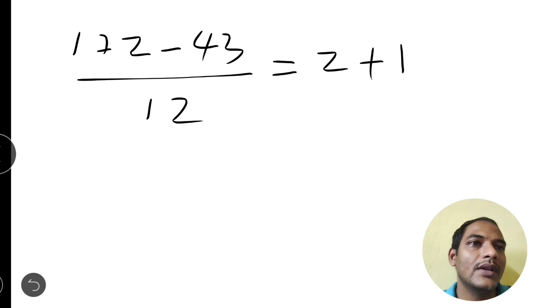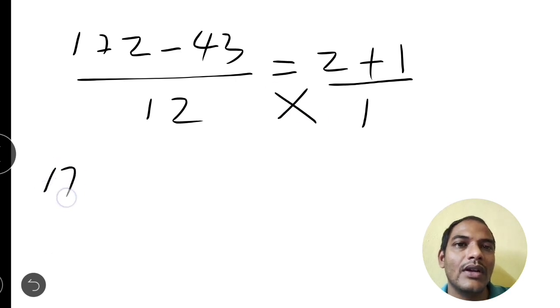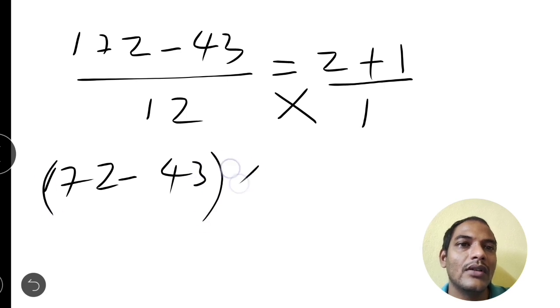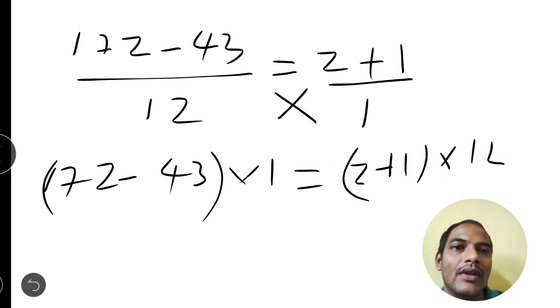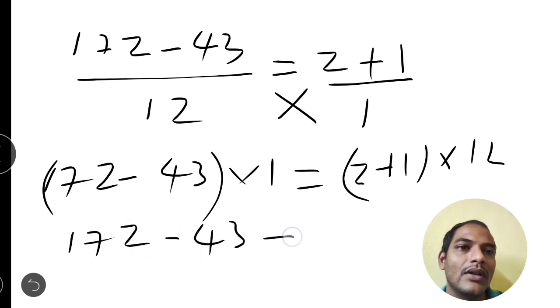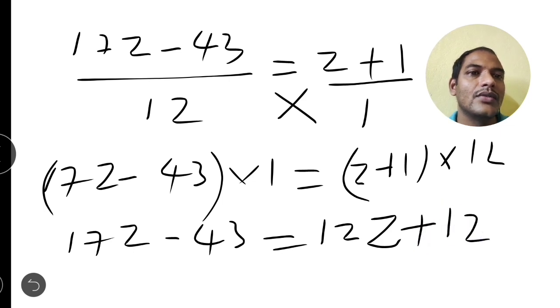So now z plus 1 can be written as (z plus 1) by 1. So do cross multiplication. So (17z minus 43) into 1 equals (z plus 1) into 12. 17z into 1 is 17z, minus 43 into 1 is minus 43, z into 12 is 12z, plus 1 into 12 is 12.